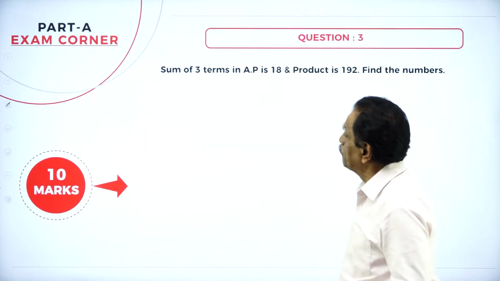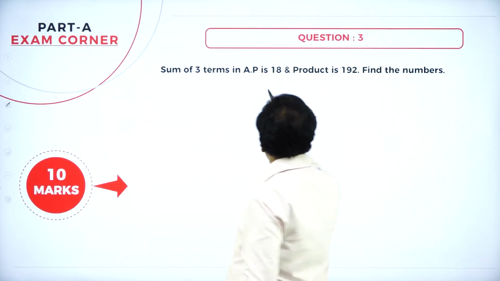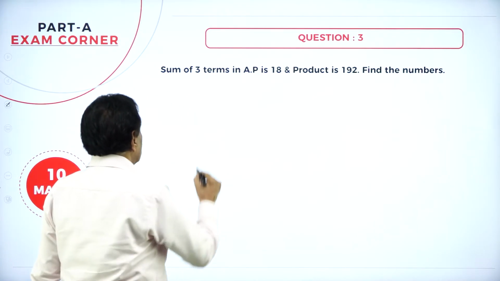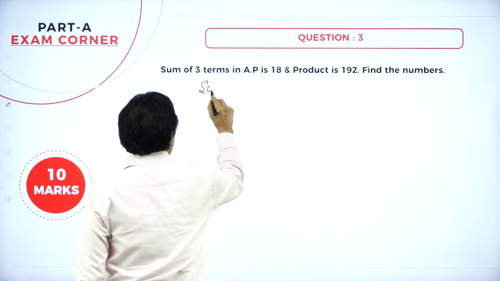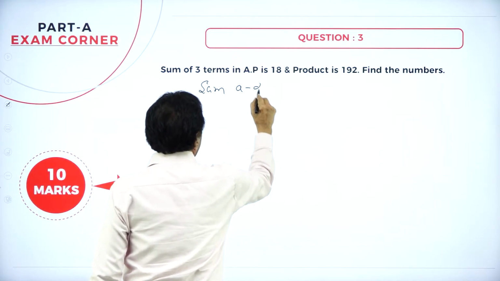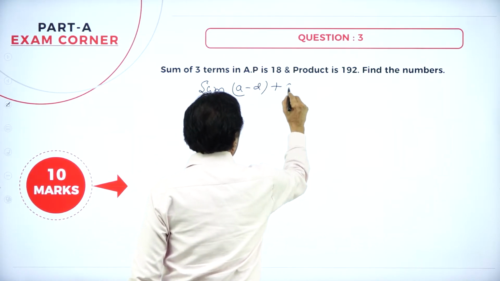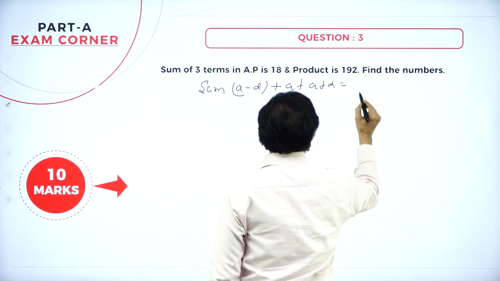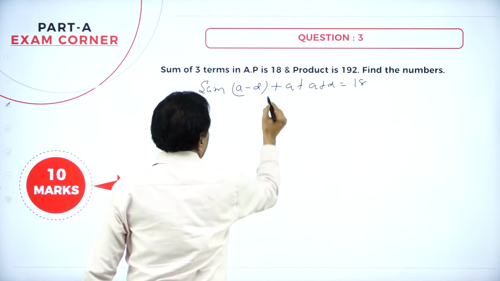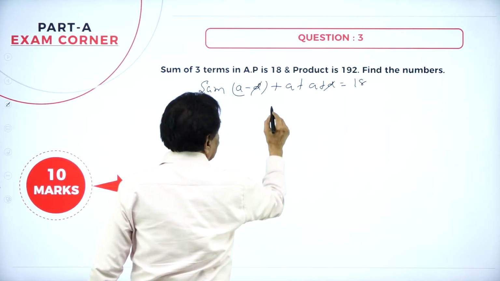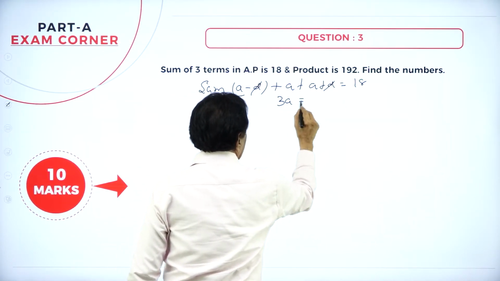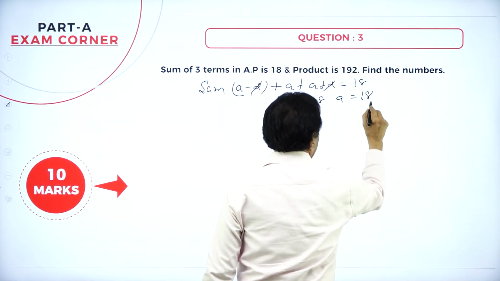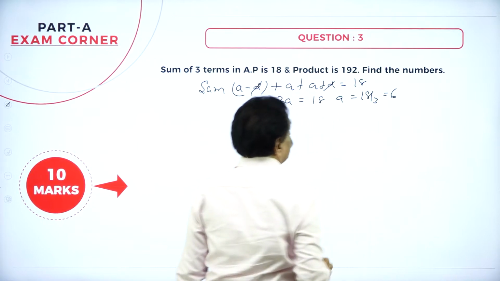We'll move on. Sum of the 3 terms of AP is 18 and product is 192. Sum: A minus D plus A plus D is equal to 18. You cancel the D's. 3A is equal to 18. A is equal to 18 divided by 3, is equal to 6.